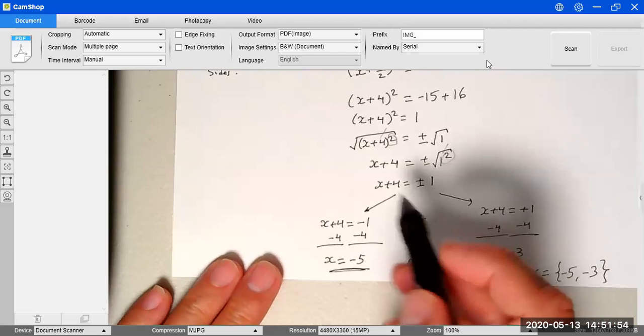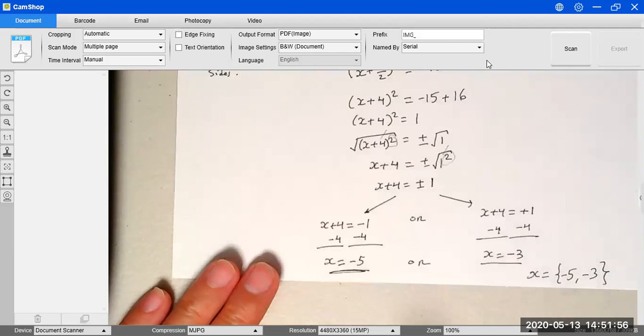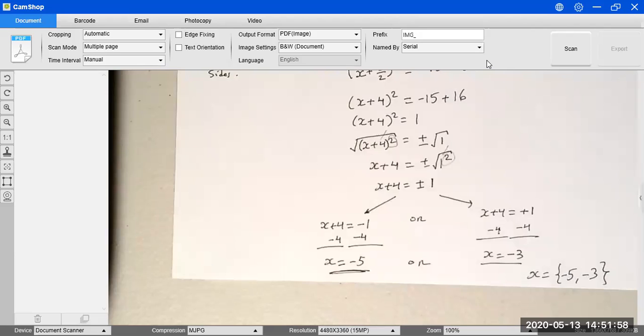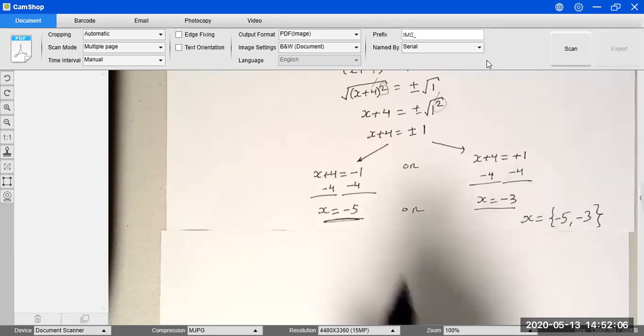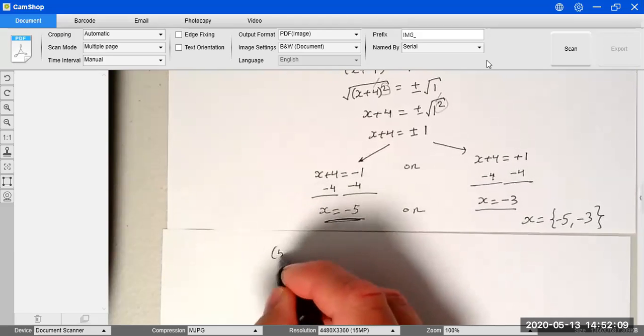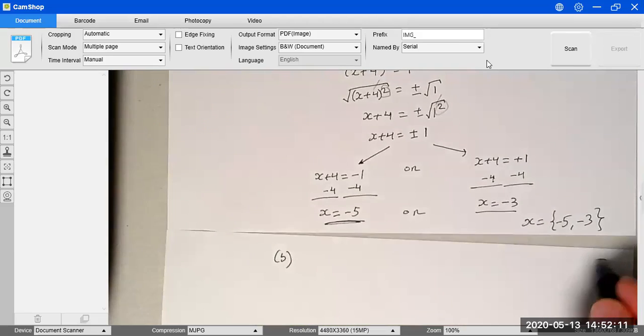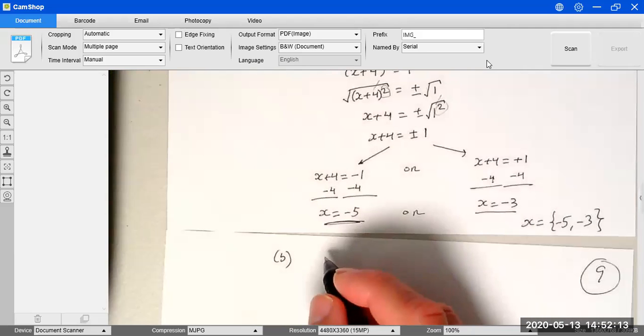You need to test the solutions on the original equation, but that's something that you're going to do as an exercise at home. So let's continue with the other problem. So we have a second part corresponding to example 2.